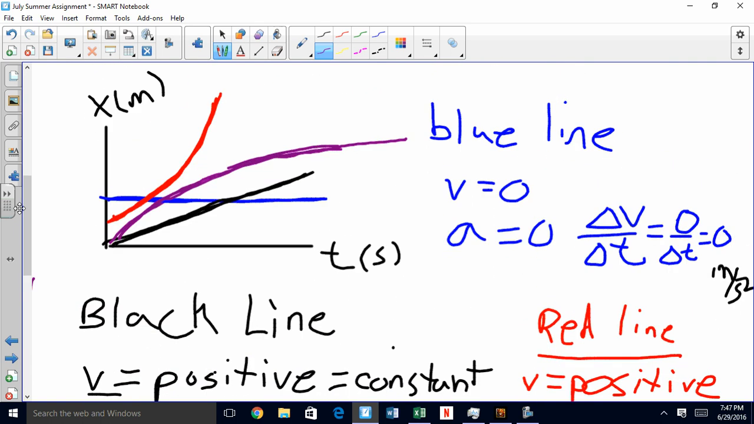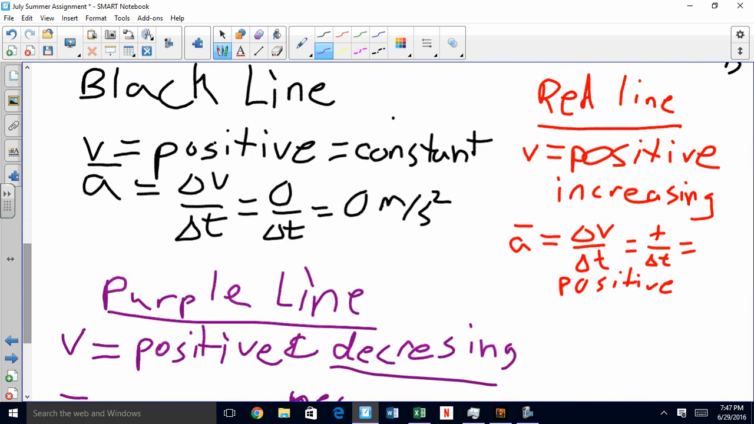So the blue, steady, and the black, steady, those have an acceleration of 0. The red is increasing with time, so that means it's going to have a positive acceleration. The purple is concave down. The velocity is decreasing with time, even though the position is increasing. The velocity is increasing less quickly, so the velocity would be decreasing, which means we have a negative acceleration.